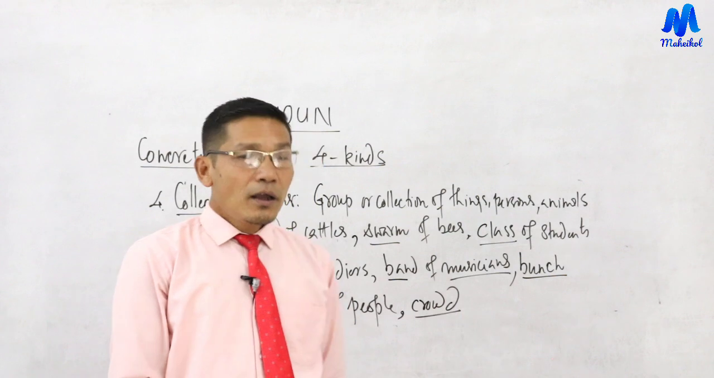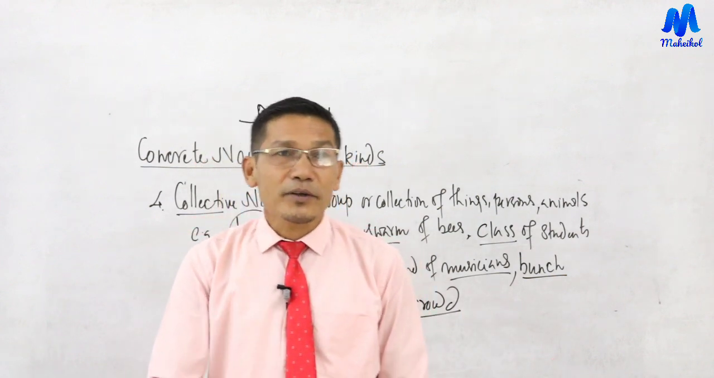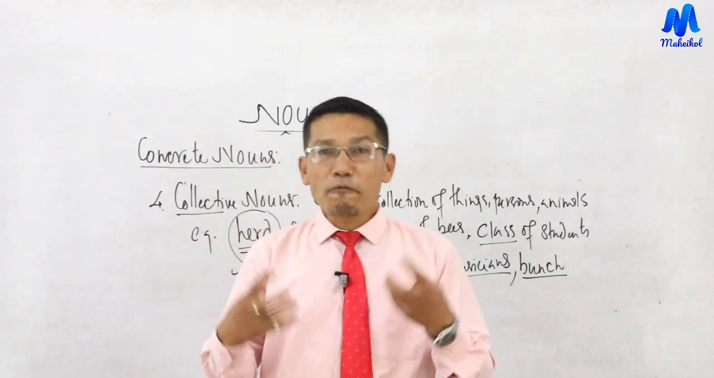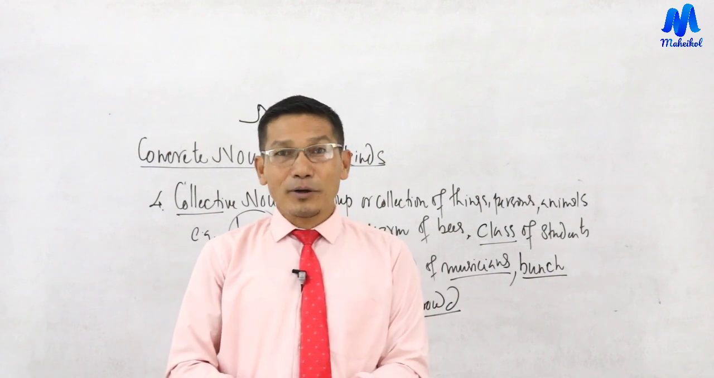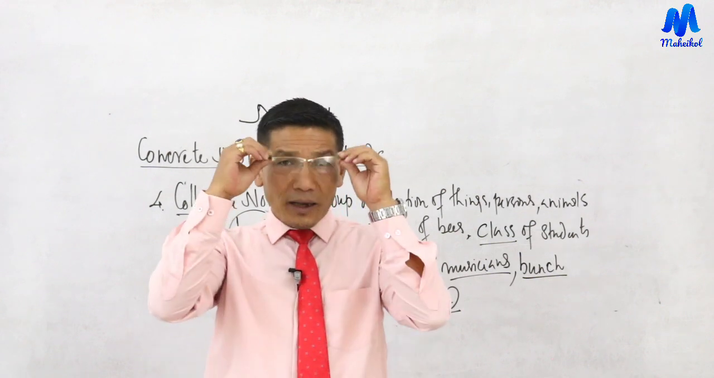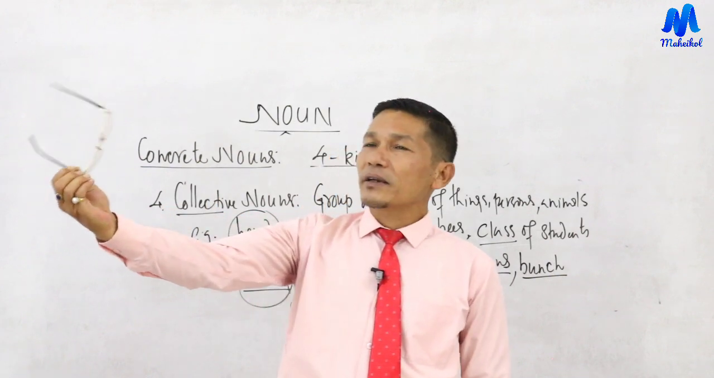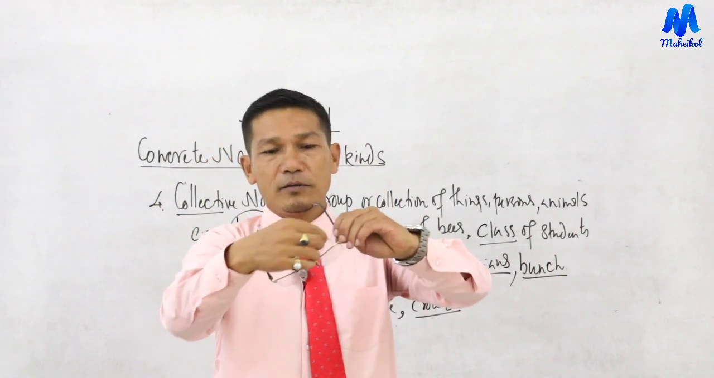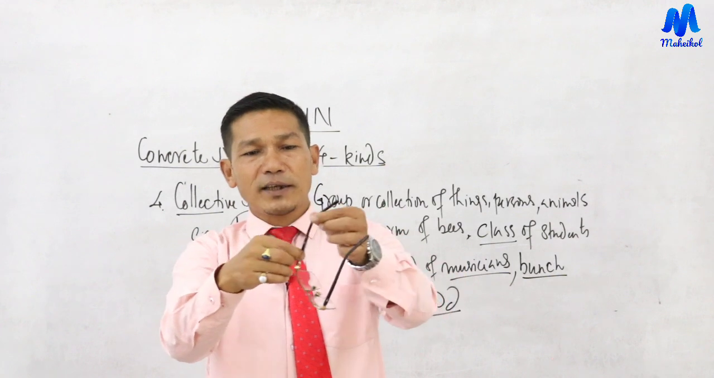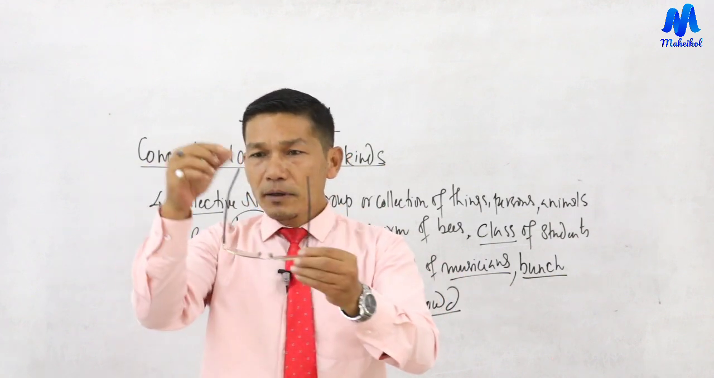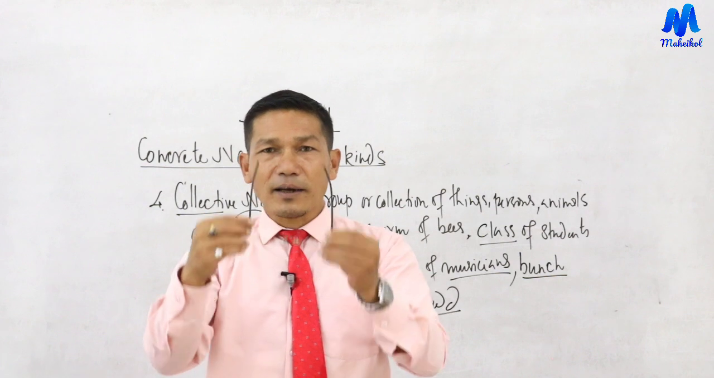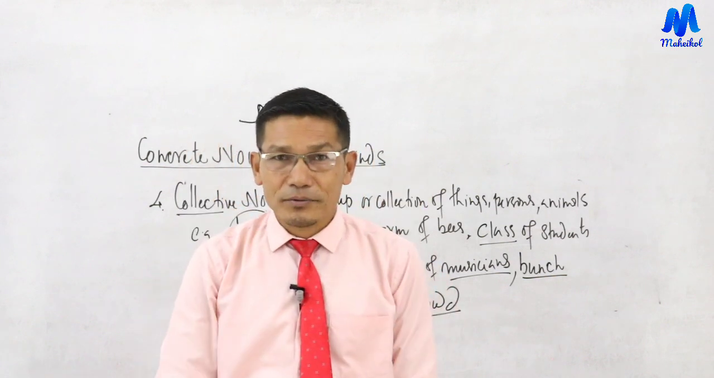And we have material nouns. Material nouns are the substances or materials of which we make things. I have a spectacle here. While making this spectacle, we have used a little bit of metal, a little bit of plastic, and a little bit of glass. So these metal, plastic, and glass all are material nouns.